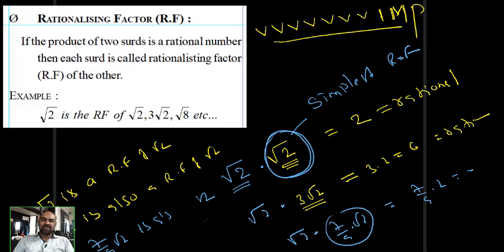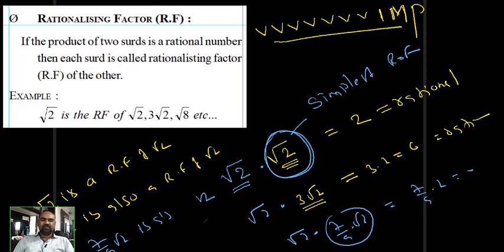Because there exist infinitely many RFs. Somebody will ask the question, find RF of root 2. Students give several answers. Which is correct? All are correct. But if I give the question as find the simplest RF, you should write root 2 only. I hope people understood.